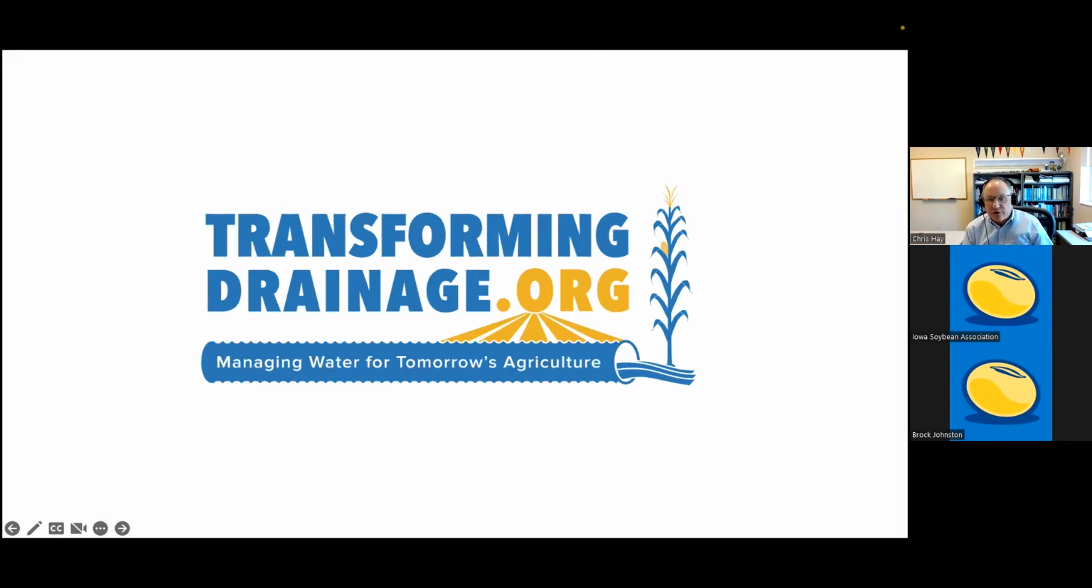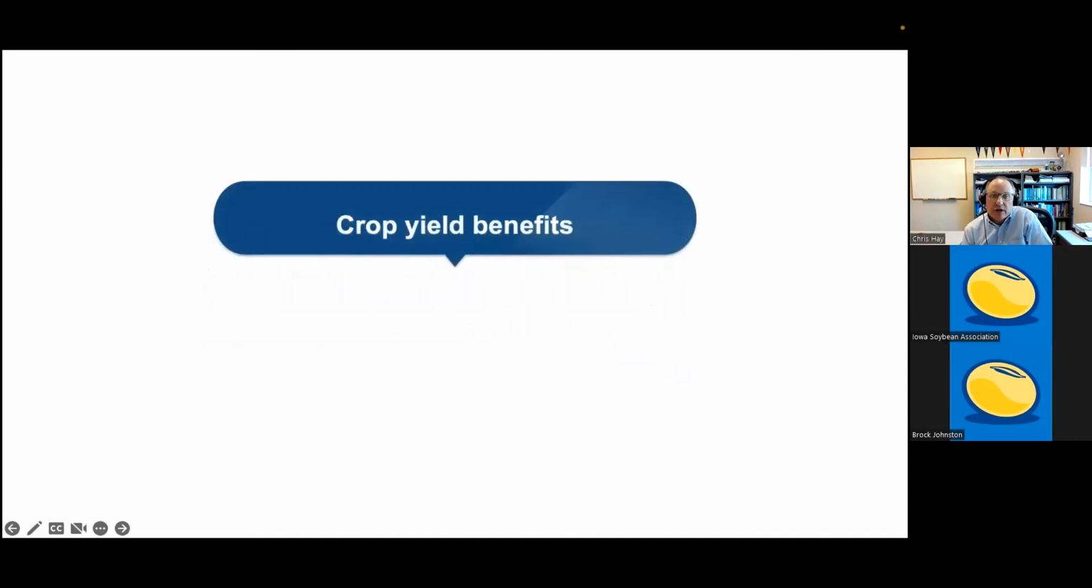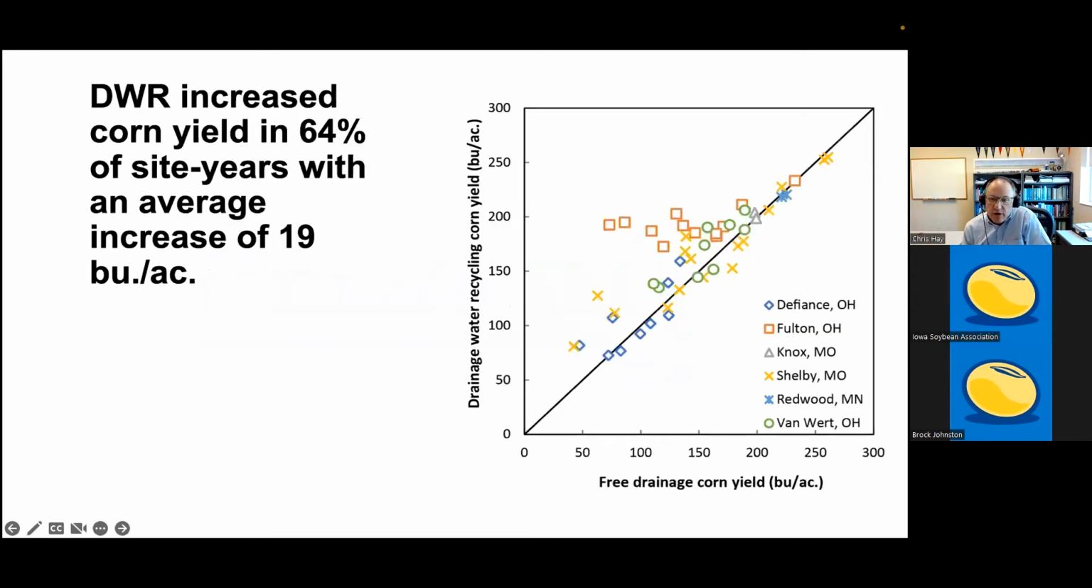The project was called Transforming Drainage, and so this transformingdrainage.org website is really a great place to get more information on drainage water recycling and the results that we got from that project. Obviously we wanted to look at what the potential crop yield benefits were from this practice. We only had a handful of sites where we were looking at drainage water recycling, again, because it's relatively recent that we've got this newfound interest in the practice.